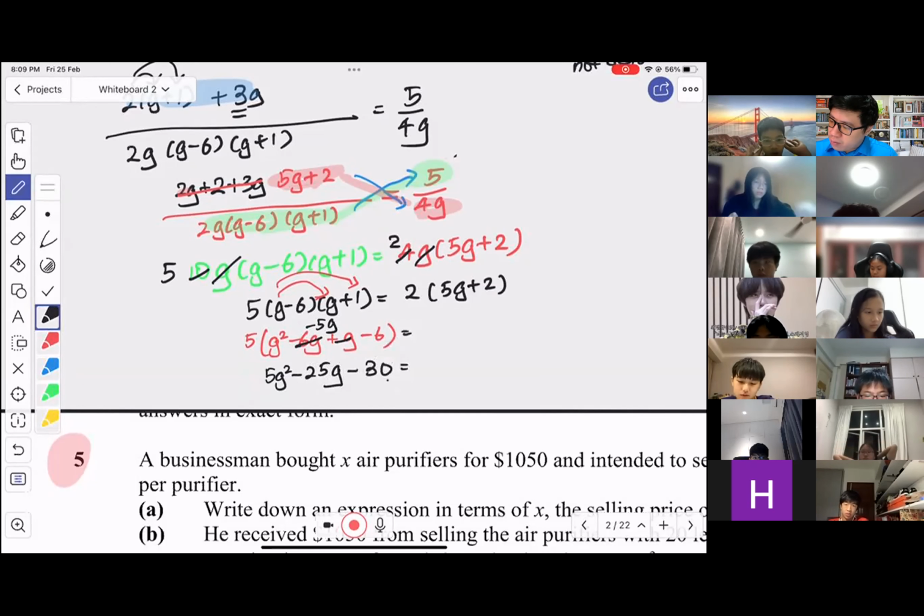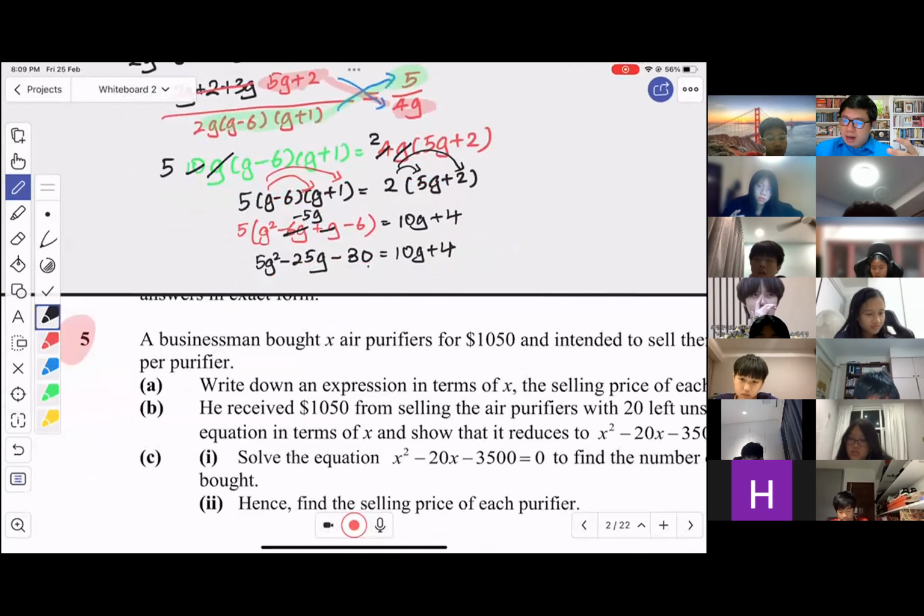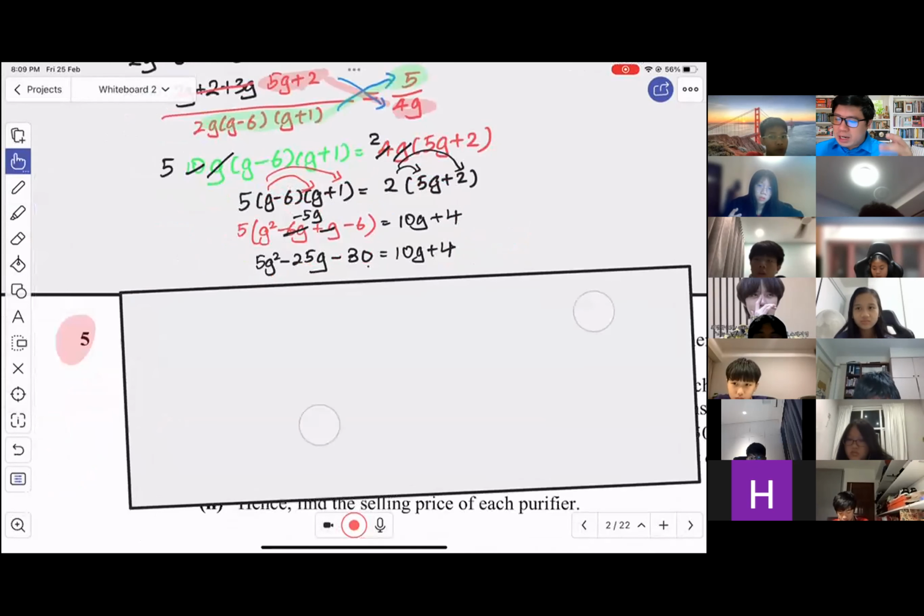On the right-hand side, we'll have 2 times 5, 10g. 2 times 2, I have a plus 4. So this is 10g plus 4. Okay, of course, I'm not done yet. I haven't simplified, so there's still a lot of cleaning up to do.